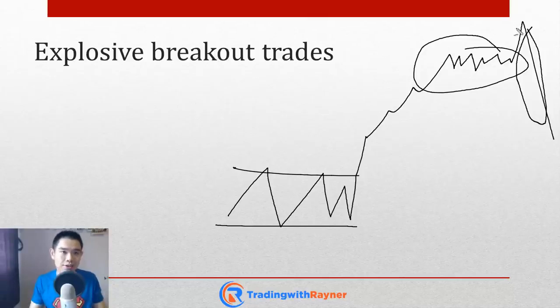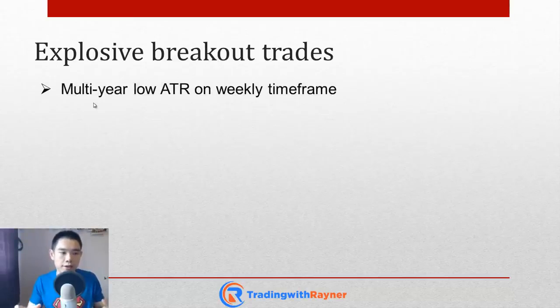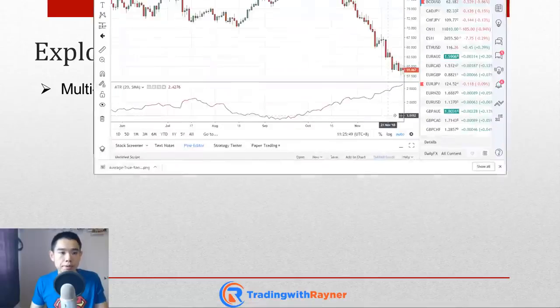So the key thing, the secret to identifying explosive breakout trades that are about to occur, is you want to identify low volatility periods. And here's what you can do. You want to identify multi-year low volatility, and usually I look at it on a weekly time frame. This means there is more potential move to catch, a bigger wave to ride, a bigger trend to catch. Let me share with you an example.